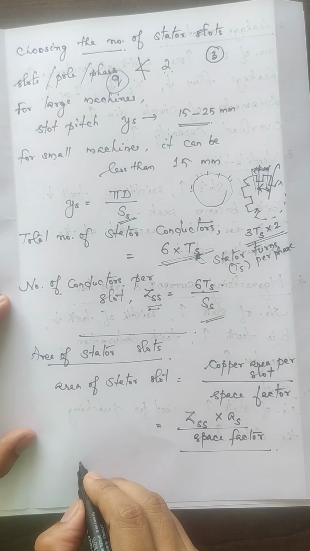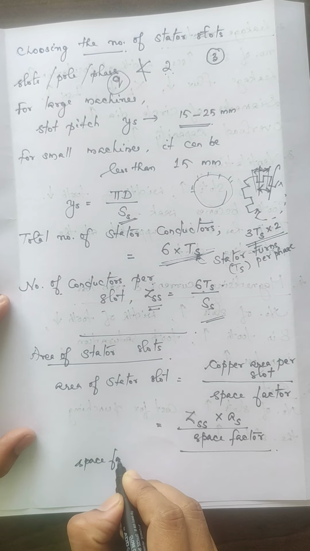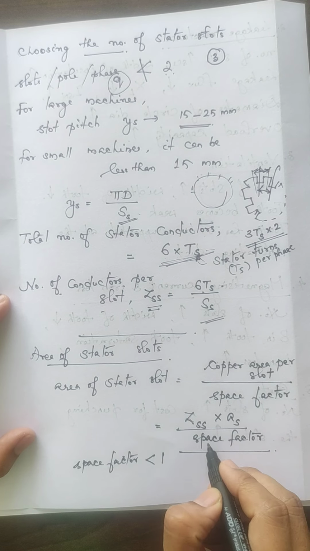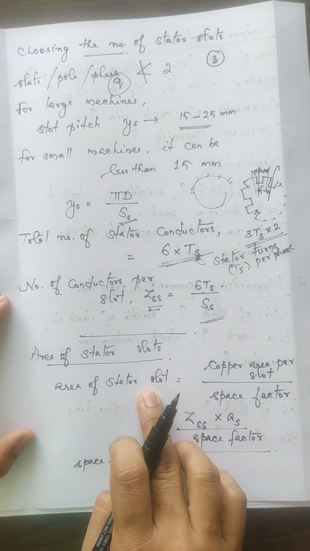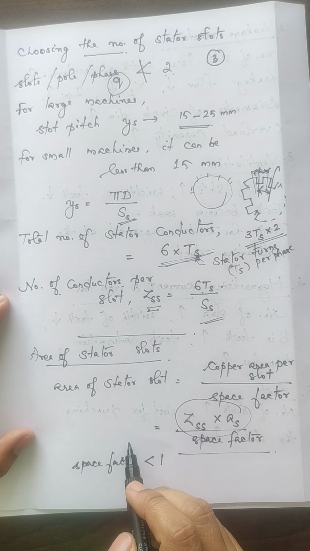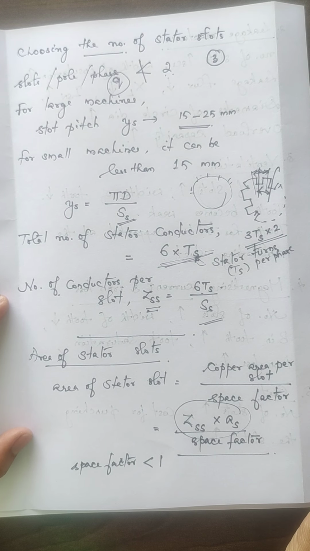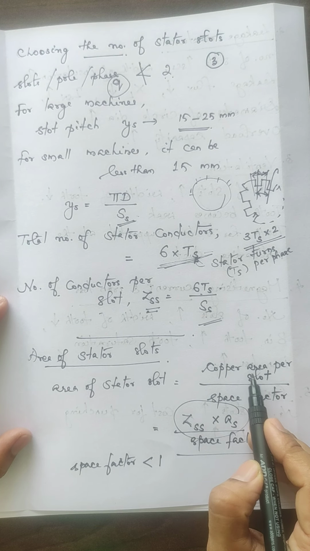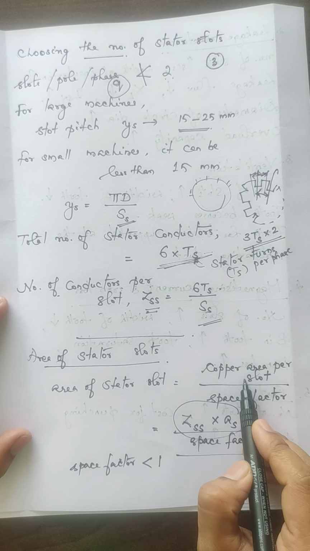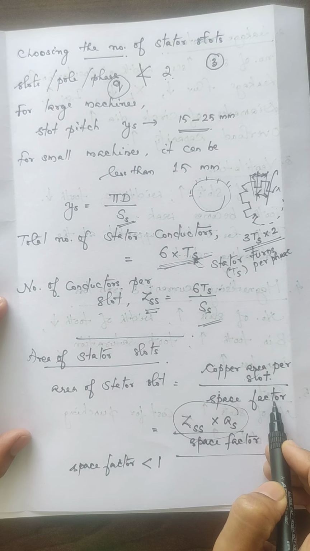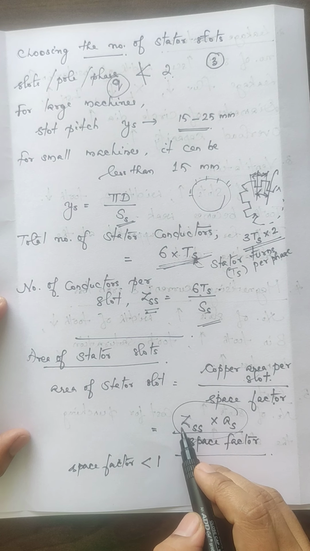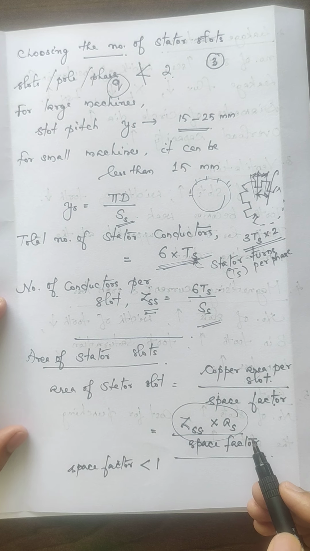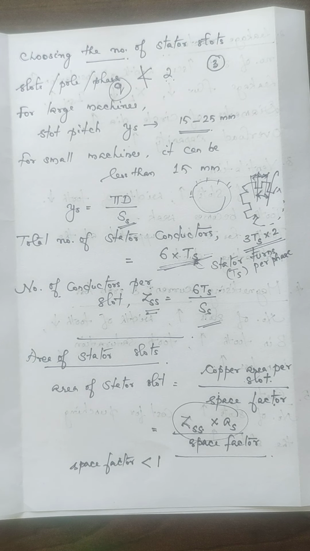Space factor is a constant which is less than 1. So when this is divided by the space factor, we get an area which is higher than the conductor area, and then we can provide the insulation also. So the area of the stator slot is equal to the copper area per slot, that is the total conductor area in a particular slot, divided by the space factor. Conductor area is calculated as the number of conductors per slot into the area of one conductor. This is how the slots can be designed for an induction machine.